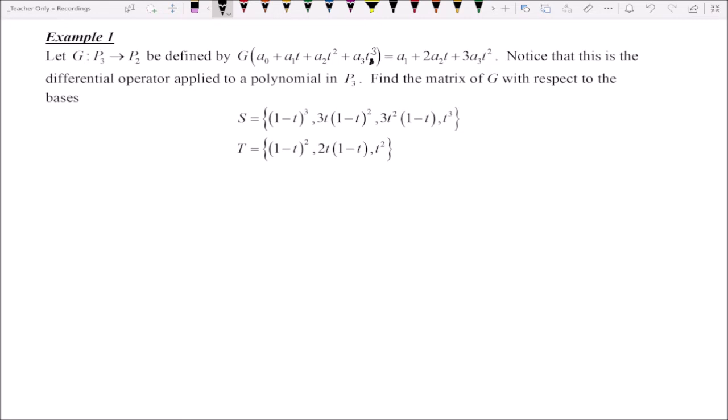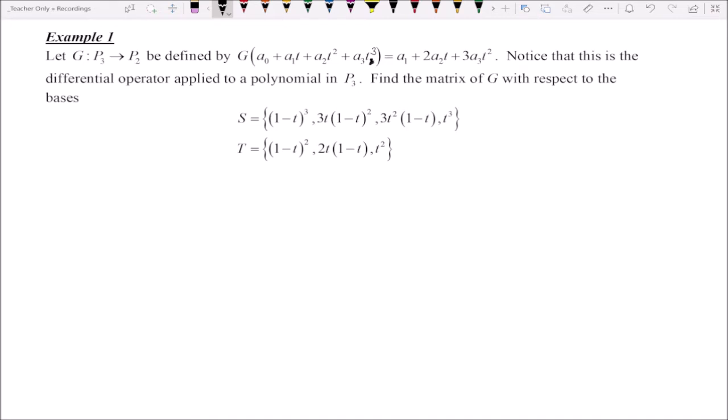Right, so first what we want to do is take the linear transformation of each vector in S and write it as a linear combination of the vectors in T. Right, because remember, our transformation matrix is the matrix whose columns are the coordinate vectors of the linear transformations of those vectors in S.